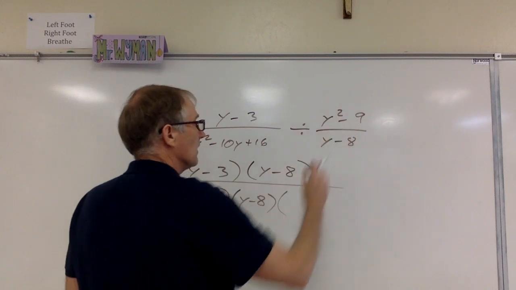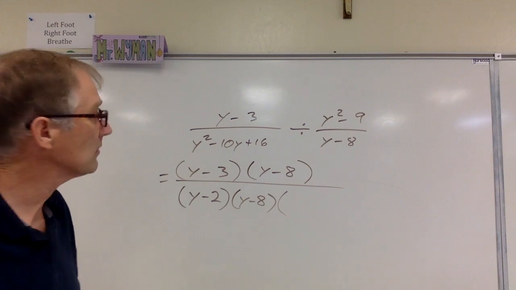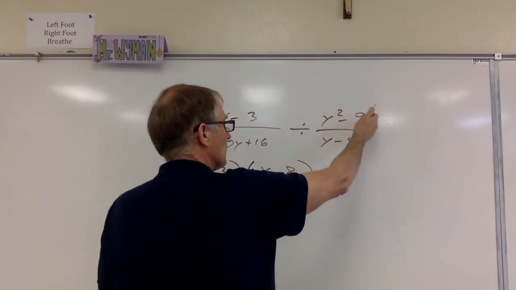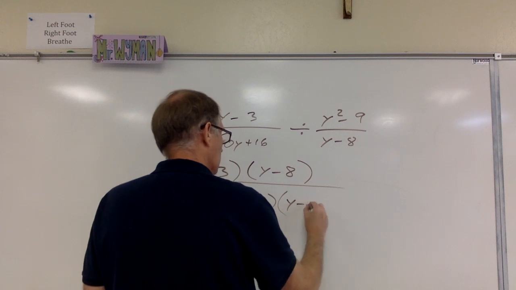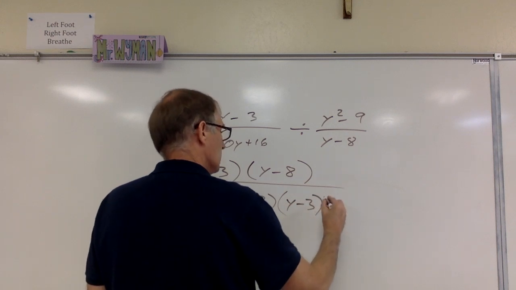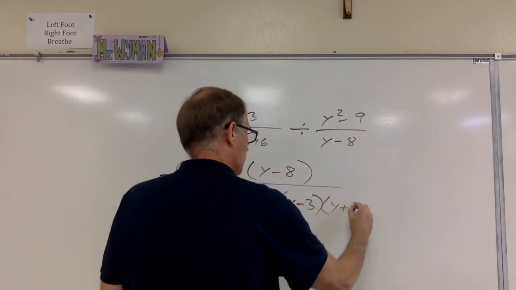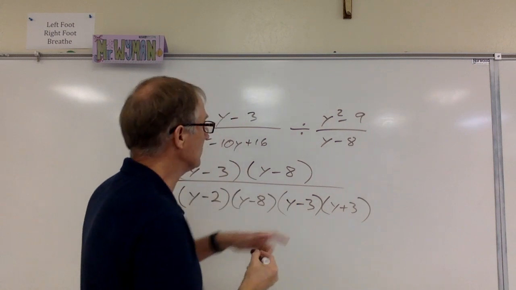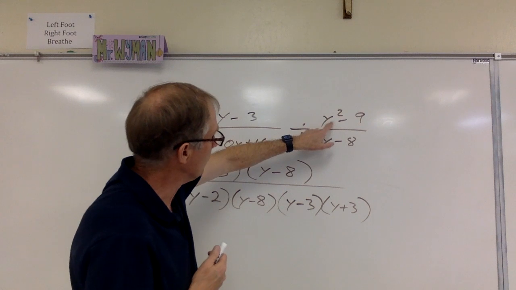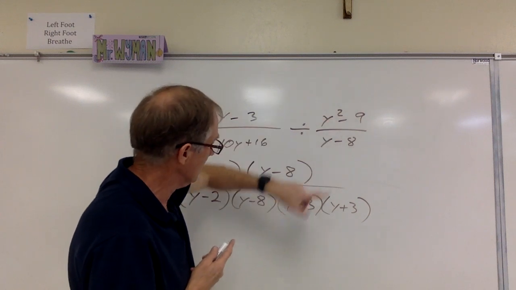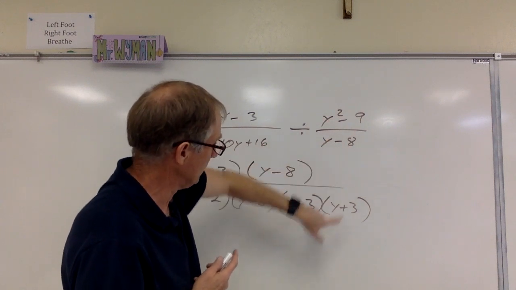And this is a difference between two perfect squares. Y squared is a perfect square, 9 is a perfect square. So that's going to be y minus 3, y plus 3. Again, it's the difference between two perfect squares. 9 is 3 squared. And of course, y squared is y squared.